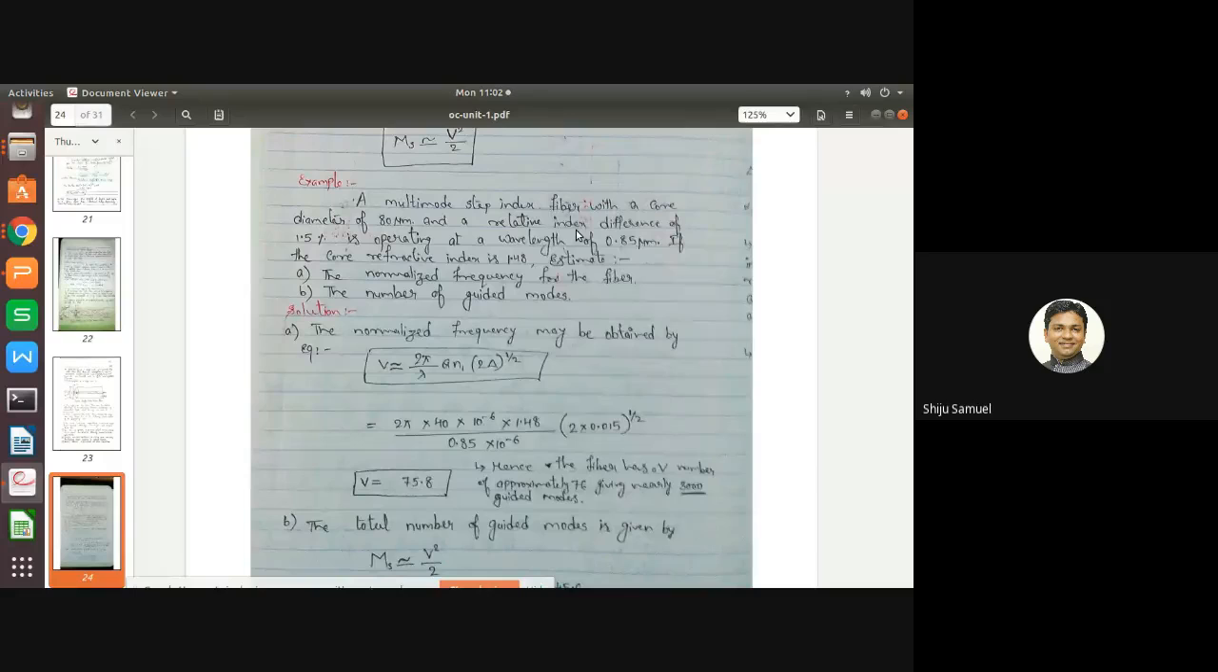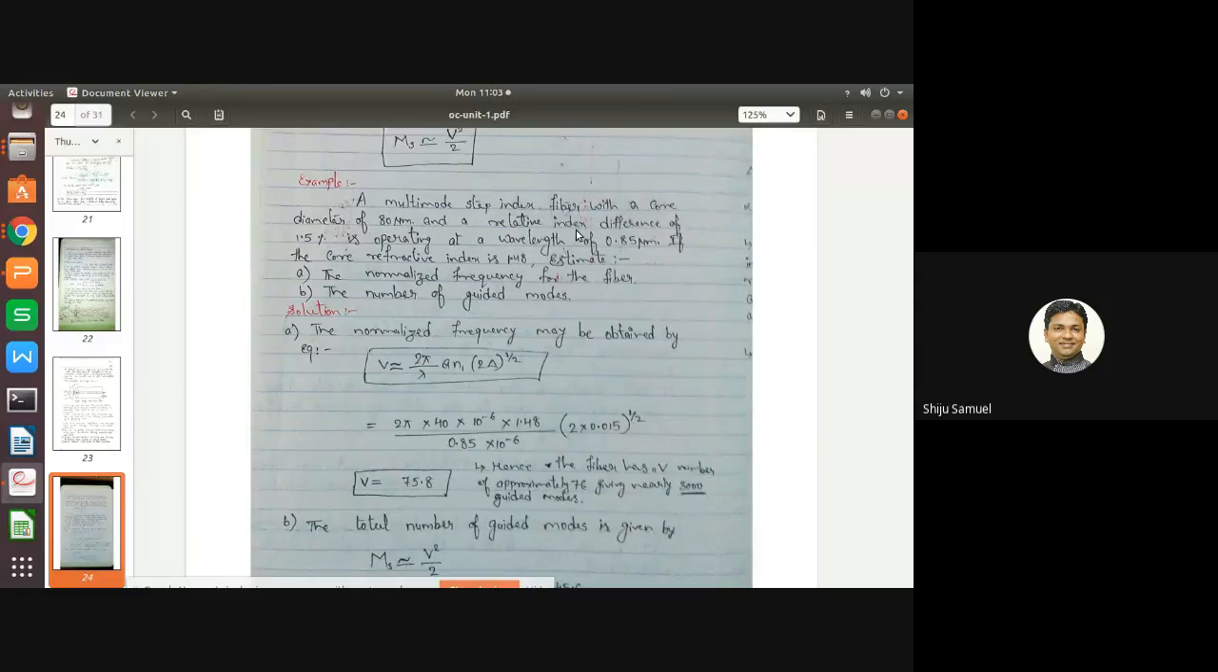Now next one is, a relative index difference is 1.5%. What is the relative index difference? Relative index difference, that is del, between the core and cladding interface. How can we calculate the relative index difference between core and cladding? With the help of del value. So del value mentioned is 1.5%.